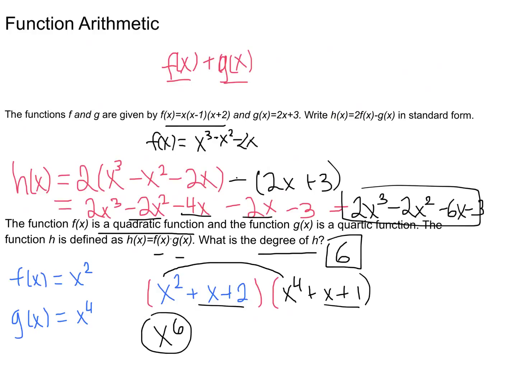So the important lesson to take away from this is that when I multiply two functions together, the degree of the new function is simply going to be the degree of the first function plus the degree of the second function, right? So if I have a degree 2 multiplied by a degree 4, it's going to be degree 6. And that is true for anything. Okay, so we'll try a couple of problems on the next page, and then I'll see you tomorrow in class.